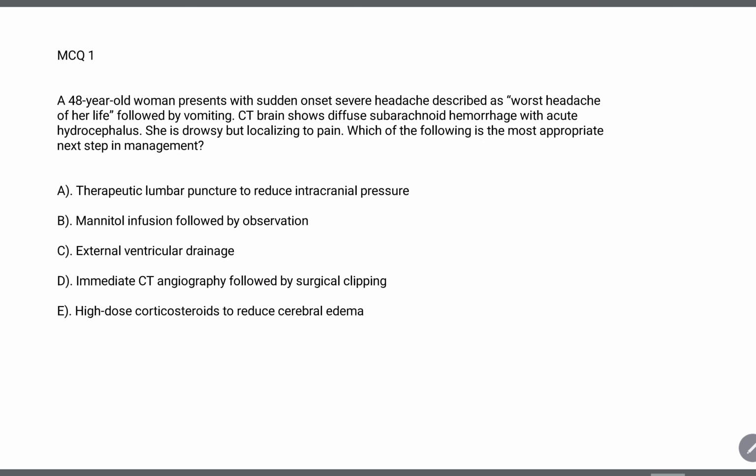And lastly, I would like to end today's video with a simple MCQ. We'll read this first, and I'll give you 5 to 10 seconds to answer it by yourself. A 48-year-old woman presents with sudden onset severe headache, described as the worst headache of her life, followed by vomiting. CT brain shows diffuse subarachnoid hemorrhage with acute hydrocephalus. She is drowsy but localizing to pain. Which of the following is the most appropriate next step in the management?